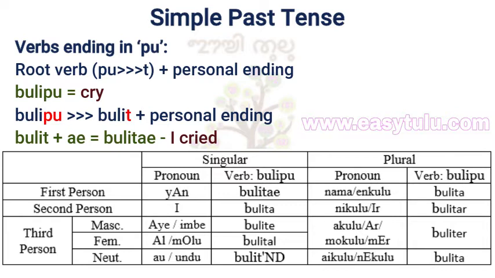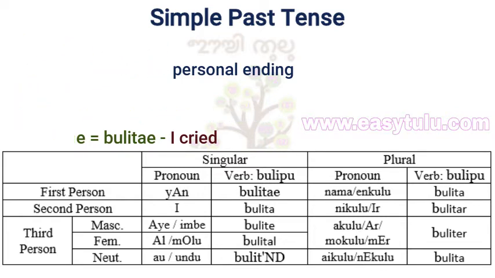Iru or nikulu bulitar, you cried. Akulu, mokulu, aru or meer bulitir, they cried. Nekulu or aikulu bulita, they cried. Okay, all the pu ending verbs are conjugated in the same way in simple past tense.